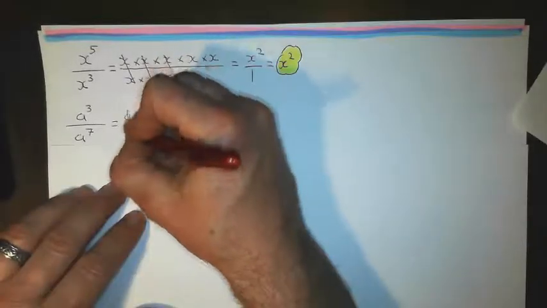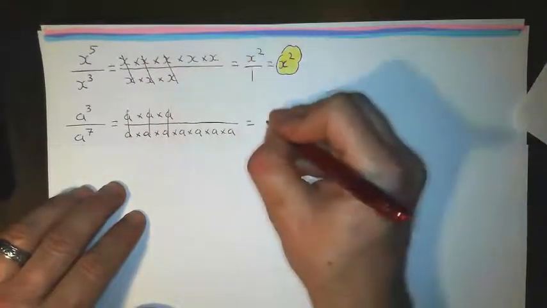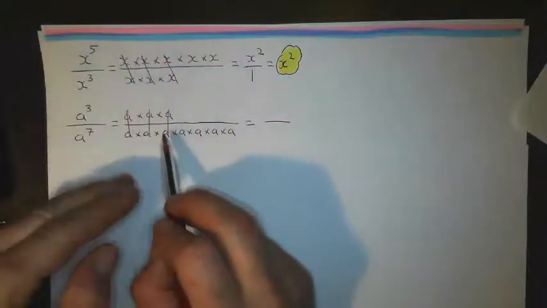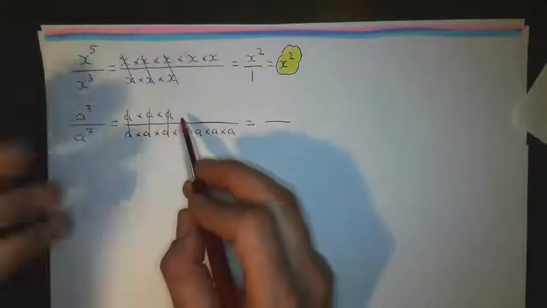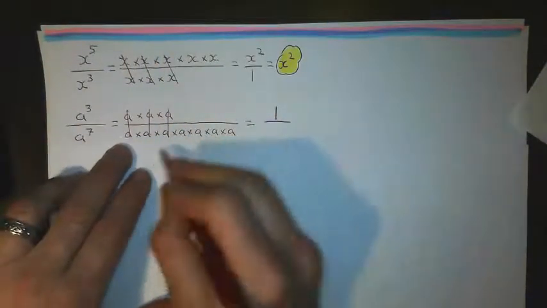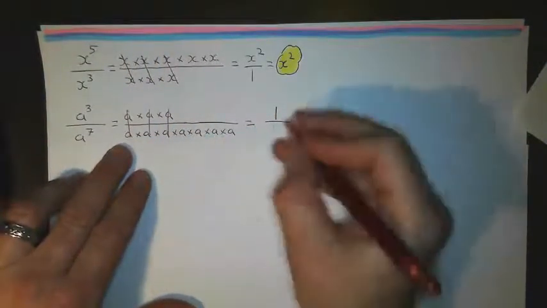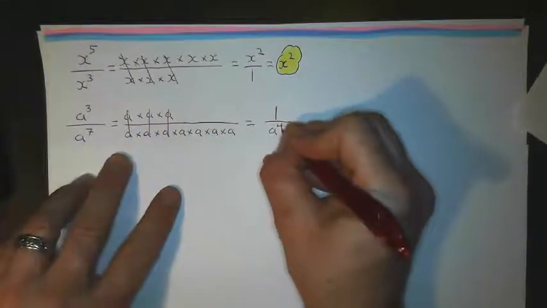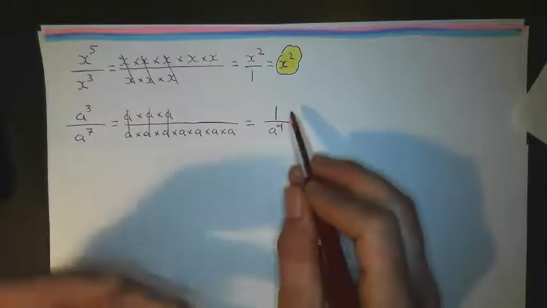Cross-cancel, cross-cancel, cross-cancel. And again, remember, when you cross-cancel everything on the top or everything on the bottom, you're left with a 1, not a 0. So that's a 1 on the top, and that's a 1, 2, 3, 4 on the bottom. A times itself 4 times is a to the 4th. So that's 1 over a to the 4th instead of a to the 4th.